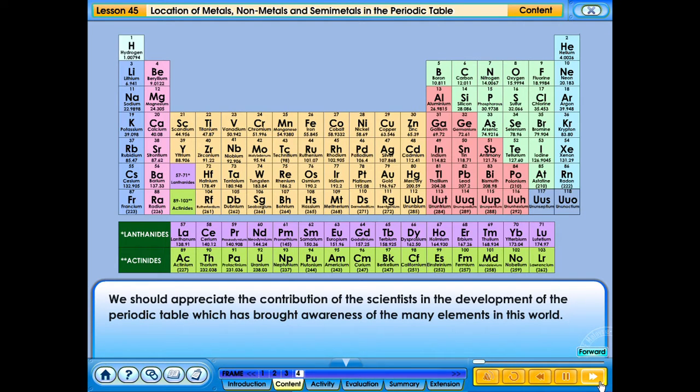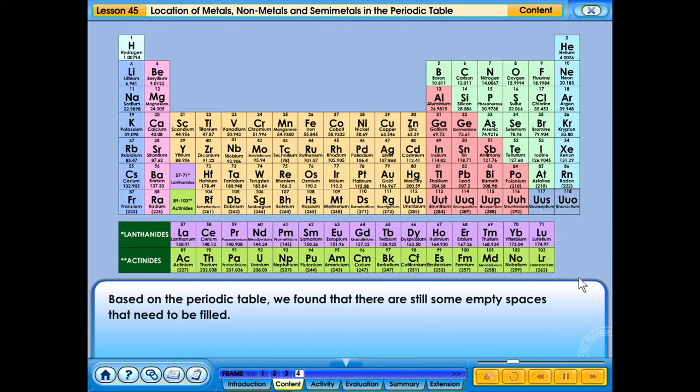We should appreciate the contribution of the scientists in the development of the periodic table, which has brought awareness of the many elements in this world. Based on the periodic table, we found that there are still some empty spaces that need to be filled. Elements with proton number 113 and 115 are new elements that have been found recently.